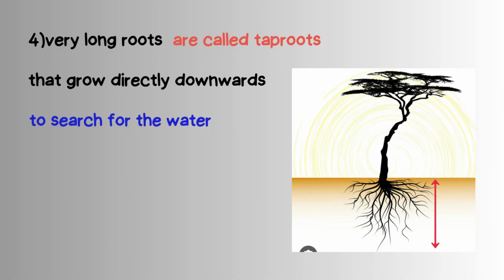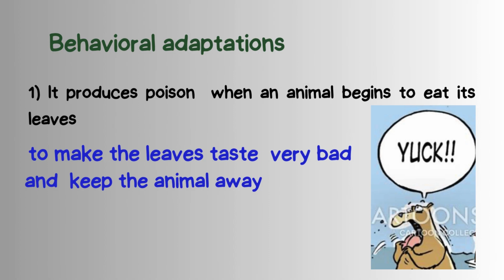Okay, the fourth point here, the very long roots, which are tap roots, and this is to search for the water, as it needs to search deeply under the ground to reach the water, okay? Here we finished the structural adaptations, and we have two behavioral adaptations that are very strange.